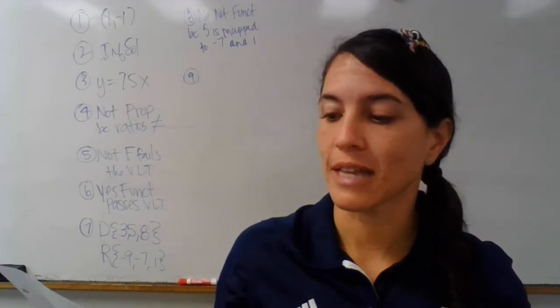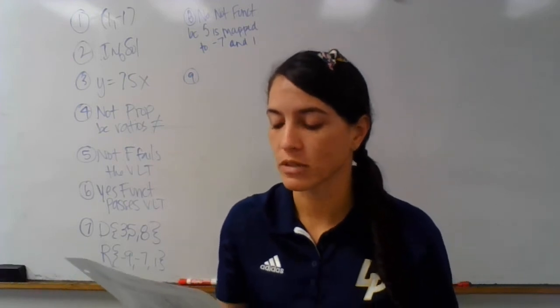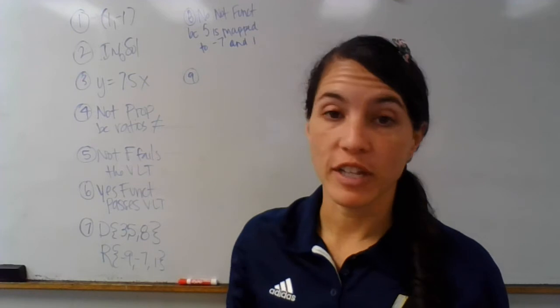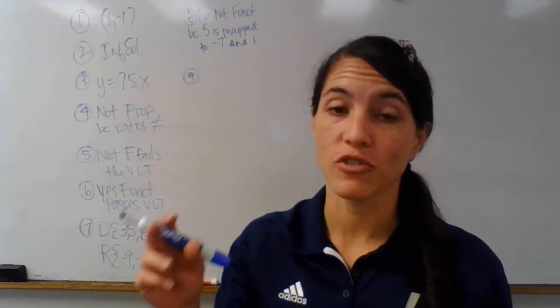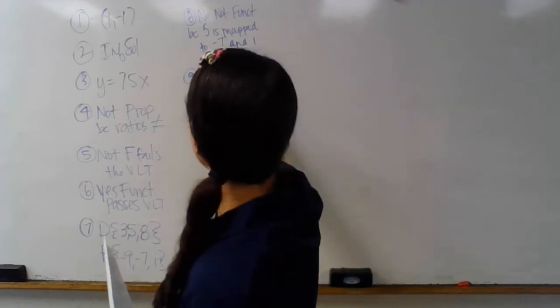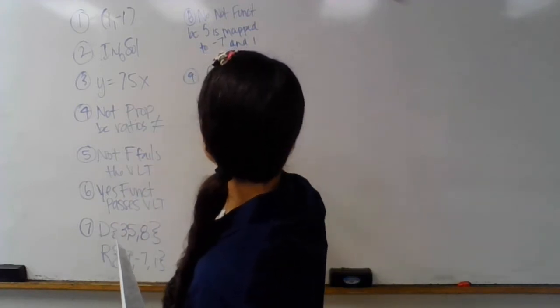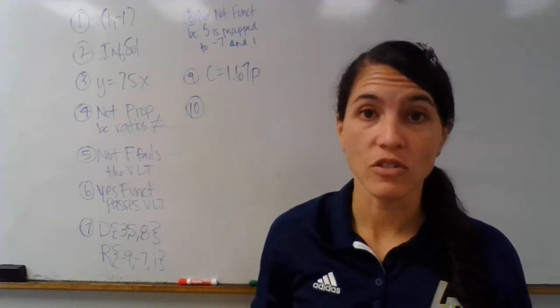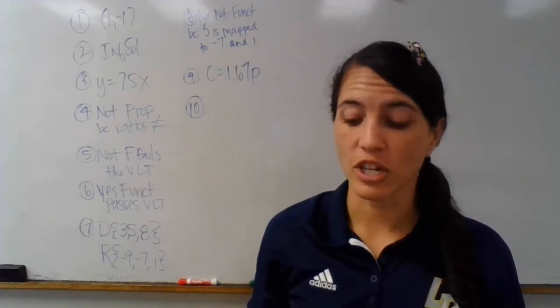The grocery store sells apples for $1.67 per pound. Write a function using C and P. So if it's $1.67 per pound, that means you're going to multiply $1.67 per each pound. So the cost is $1.67 per pound. Don't use Y and X, use C and P. Is the function continuous or discrete?